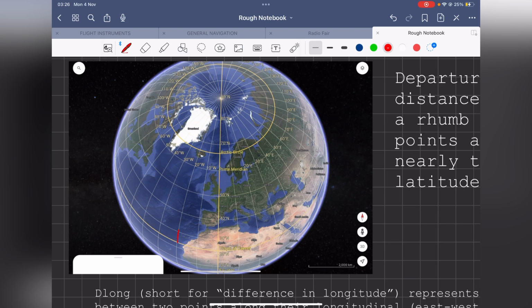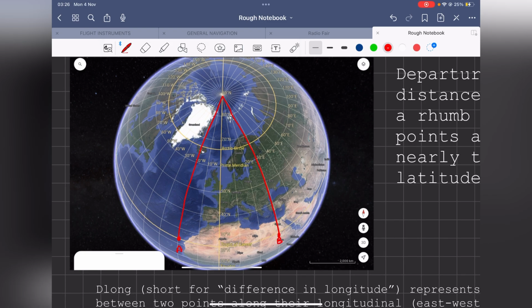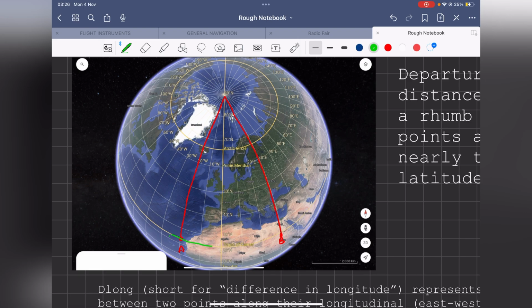Let's say I were to measure departure between these two longitudes. Let's say I was traveling from point A to point B. So I would be traveling along the green line, right? So this is what I call departure: distance in the east or west direction along a rhumb line.